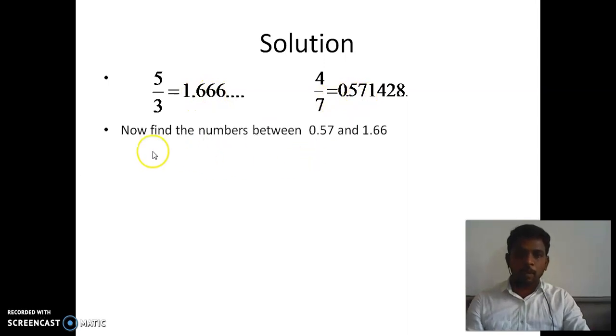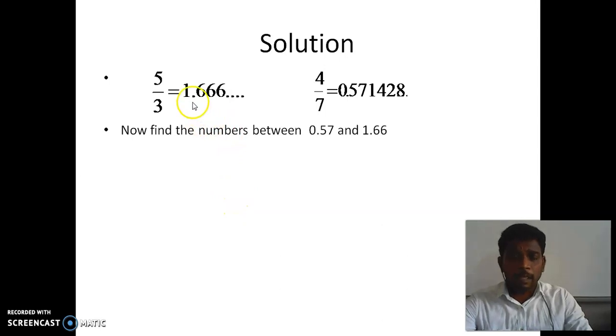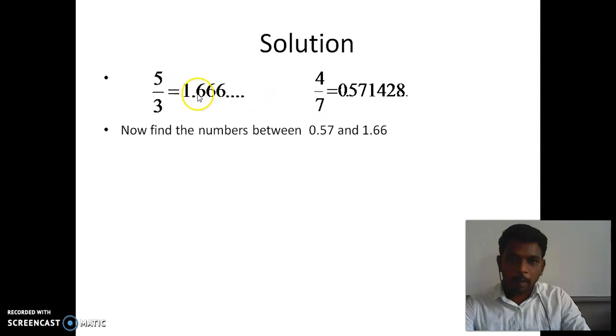Look at the next stage. Now find the numbers between 0.57 and 1.66. Here, why are we writing the decimal expansion of both numbers? Because we are going to find the numbers from the smallest number up to the largest number. So here 1.66, here 0.57 something. Which one is the smallest number? 0.57 something is the smallest number, and 1.6 is the greatest number. So we are going to find the numbers starting from 0.5712 or 3, 4, anything.